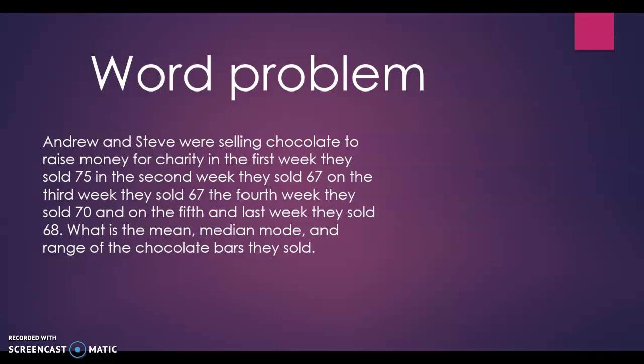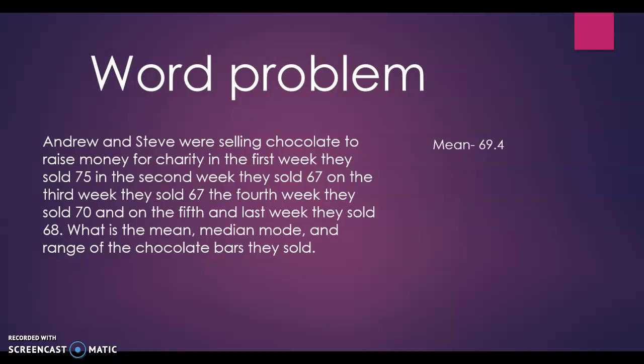So, first we're going to calculate the mean. All the numbers added up, pause the video if you need to, would be 347. And 347 divided by 5, because that is the number of weeks that they did it. Therefore, our mean would be 69.4.